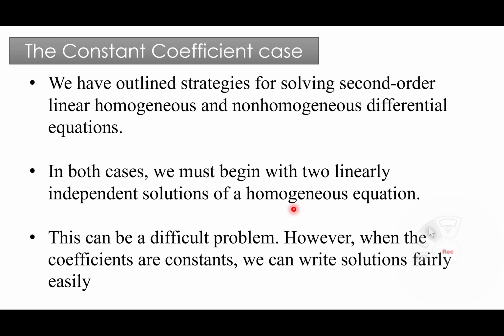Okay, the homogeneous equation or the associated homogeneous equation with the non-homogeneous equation. So we have to find firstly two linearly independent solutions of the homogeneous equation. This is the baseline here. Now this can be a difficult problem actually, to find two linearly independent solutions. However, when the coefficients are constant, we can write the solutions fairly easily.